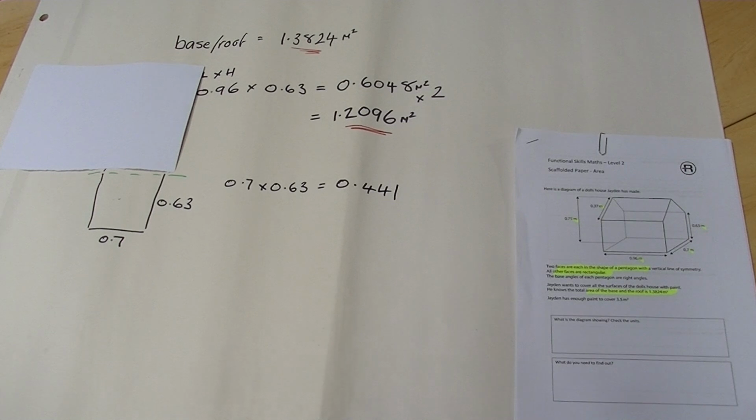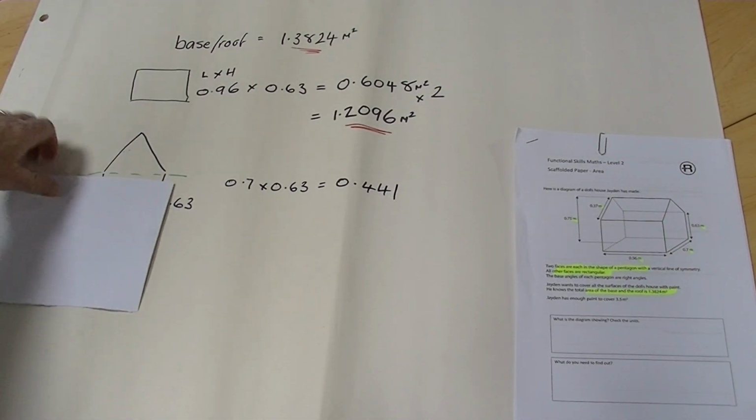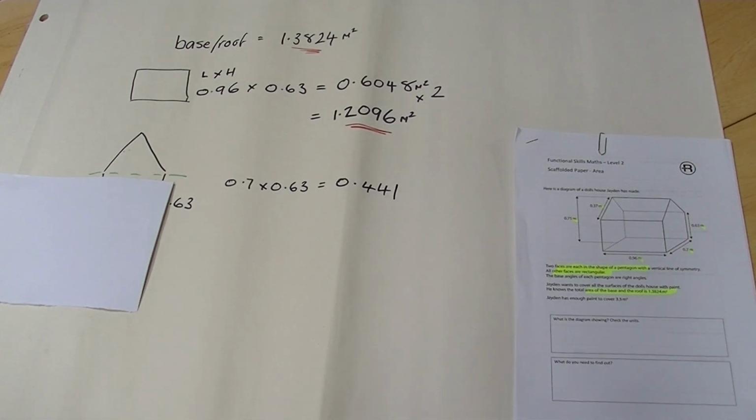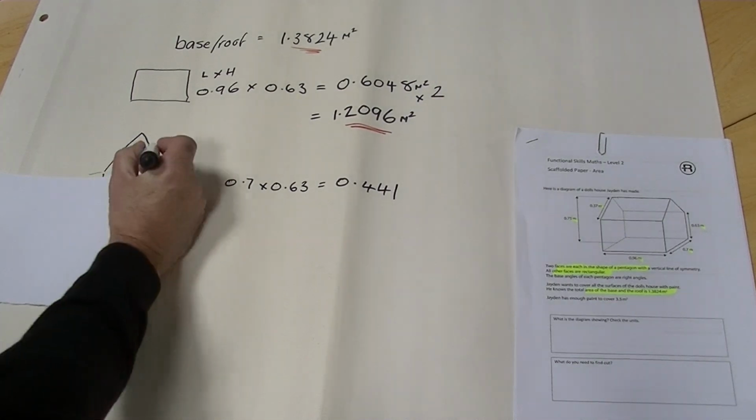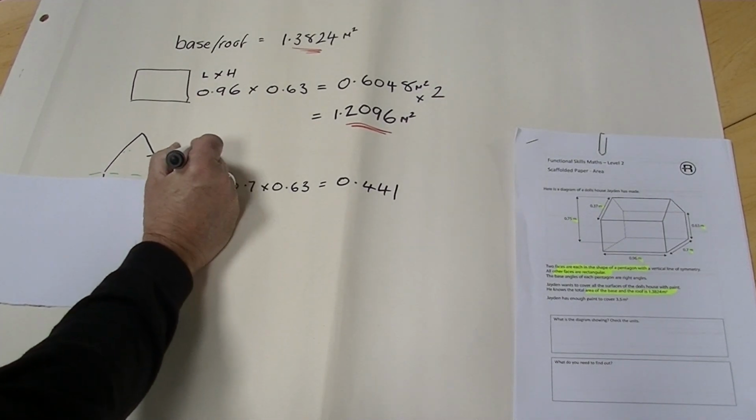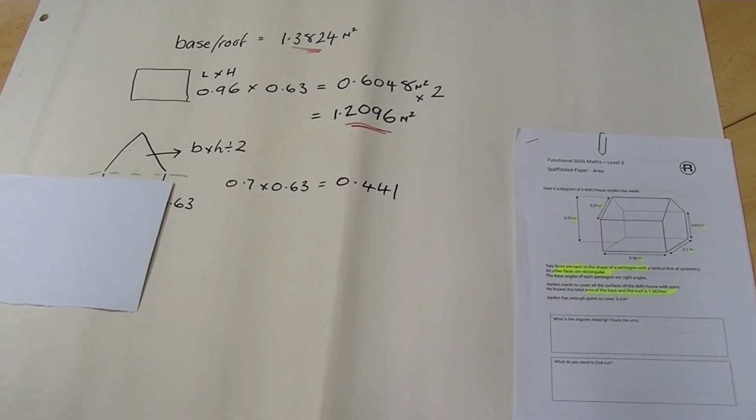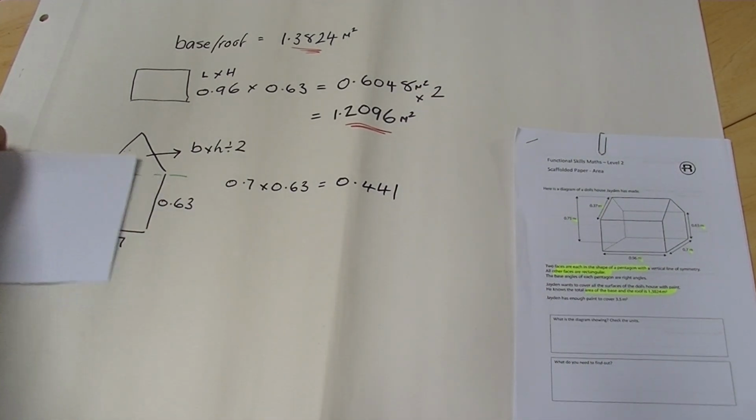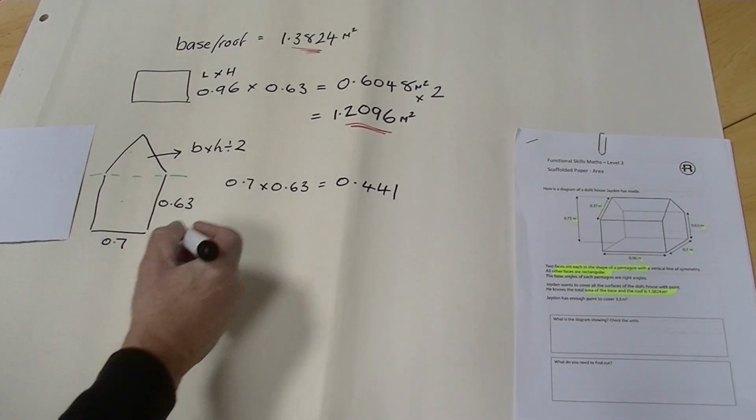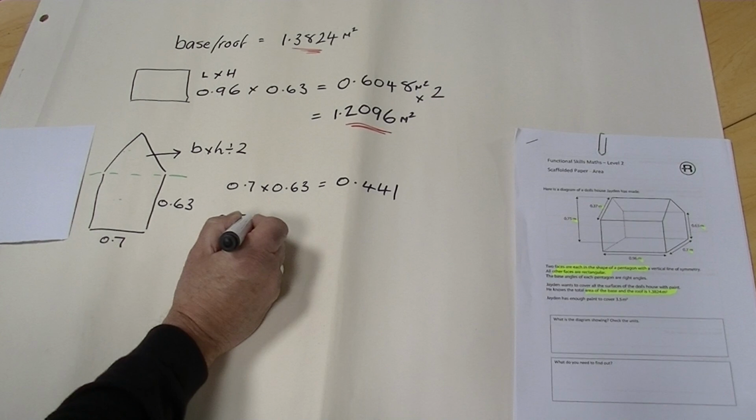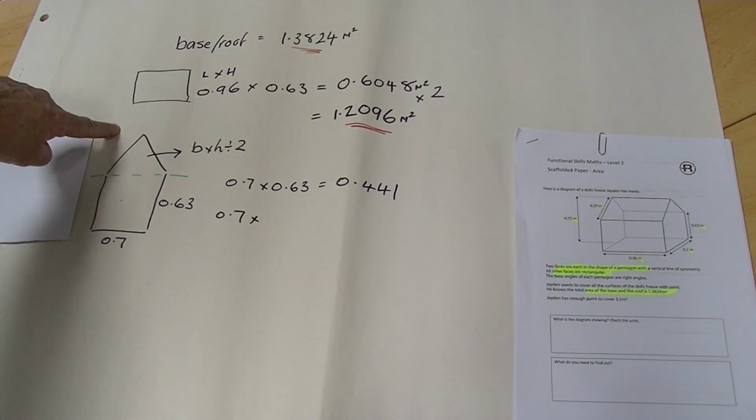What we now need to work on is the triangle. Remember the formula to work out the area of a triangle: base times height divided by 2. We can see that the base of the triangle is 0.7, but what we don't have is a height.